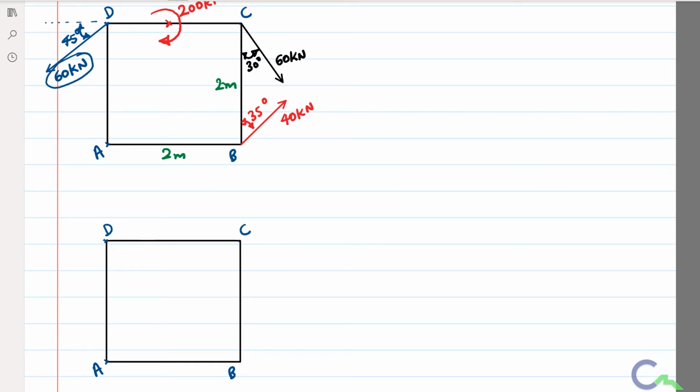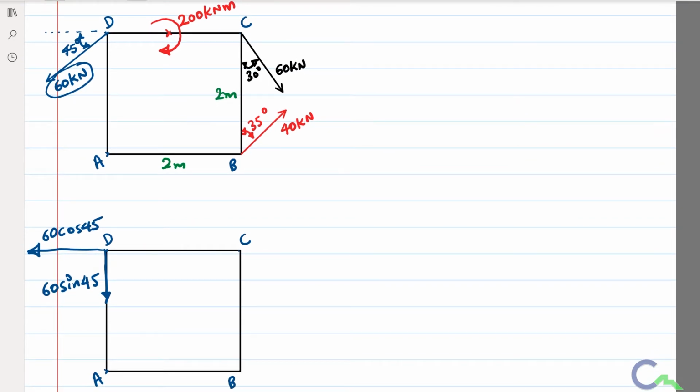First I will take this 60 kilonewton. The angle is given with respect to horizontal. Therefore the horizontal component is 60 cos 45, and the vertical component is 60 sin 45 degree. Then they have given one moment, that is 200 kilonewton meter. I will take it as it is given in the question, that is 200 kilonewton meter.